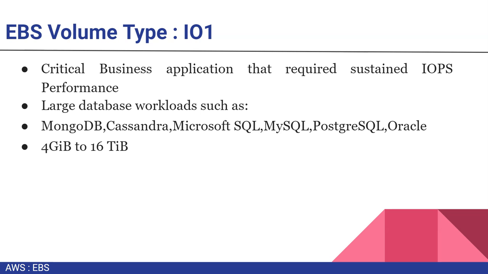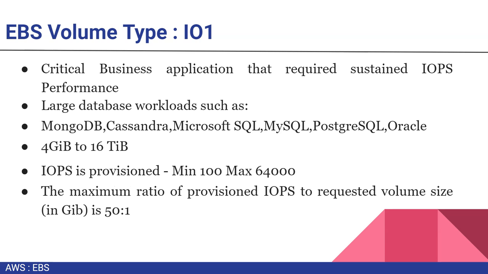The size is 4 gigabytes to 16 terabytes. The provisioned IOPS minimum is 100, and the maximum it gives is 64,000. The maximum ratio of provisioned IOPS to requested volume size is 50 to 1, which we'll see in the configuration portion. So let's move.